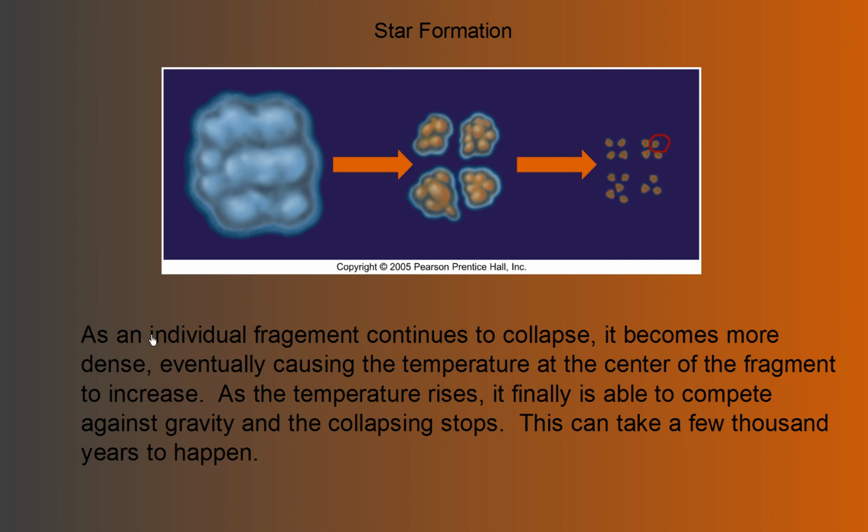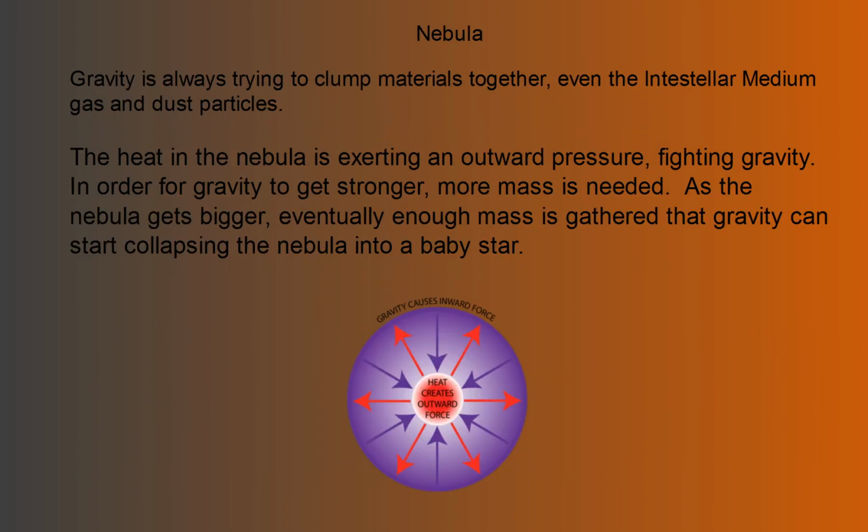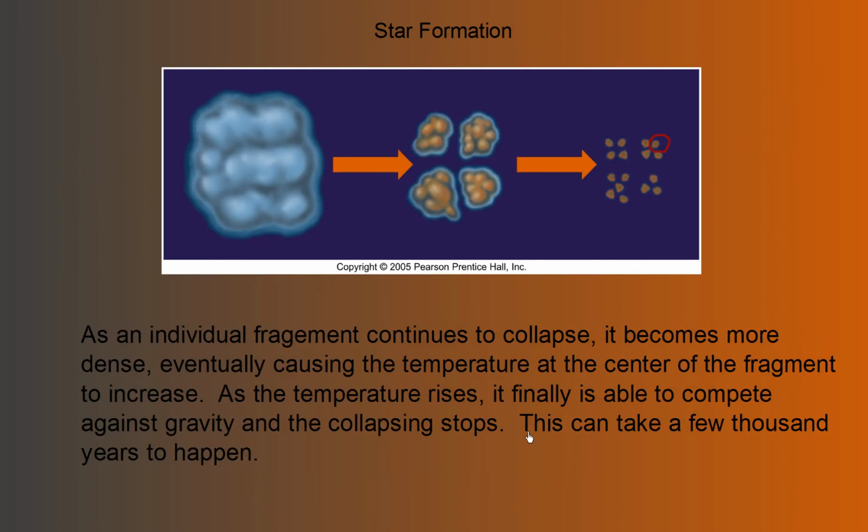So yeah, the individual fragment continues to collapse, becomes more dense, eventually causing the temperature to increase. If you've taken chemistry, there's the gas laws and the pressure law, and as you squeeze material closer together, the temperature will rise. And as temperature rises, it's finally able to compete against gravity. So that's this whole balance of outward pressure from heat and inward pressure of gravity. And the collapsing stops. You get to this point here, and that can take a few thousand years to happen. So this is kind of where the birth of a star truly starts happening.